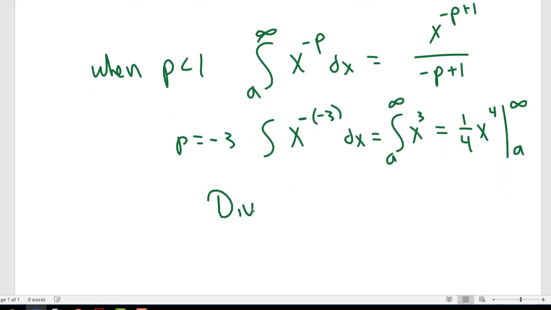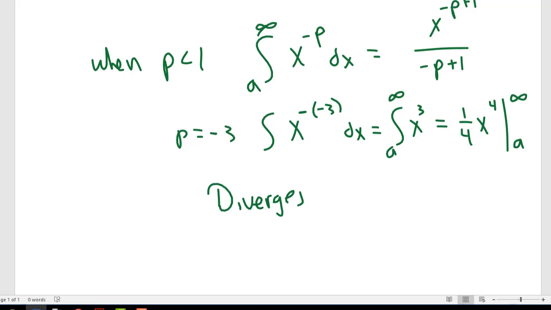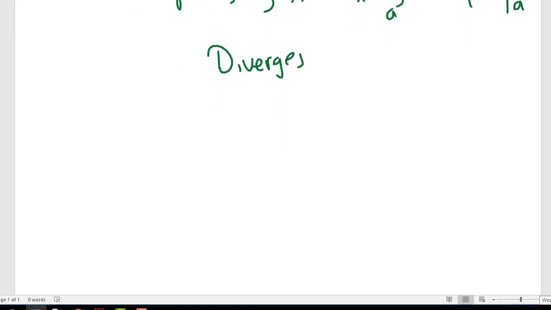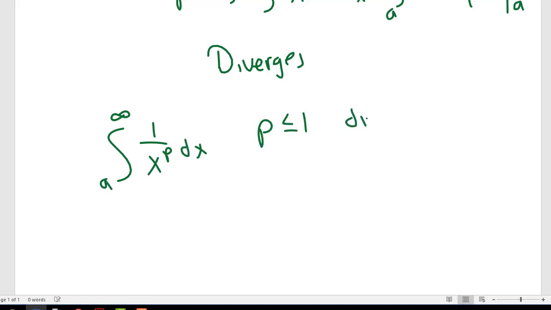Right? So we could collapse this one and p equals 1. Remember, when p equals 1, it diverges. When p is less than 1, it diverges. When p is greater than 1, it converges. So we have this kind of final summary. We say the integral of 1 over x to the p as we go from a to infinity, if p is less than or equal to 1, that diverges. And if p is greater than 1, it converges. So we have this generalized result that involves 1 over x to a power.